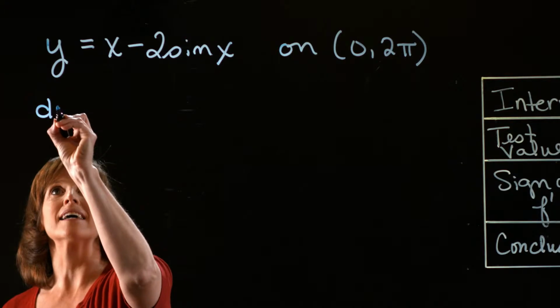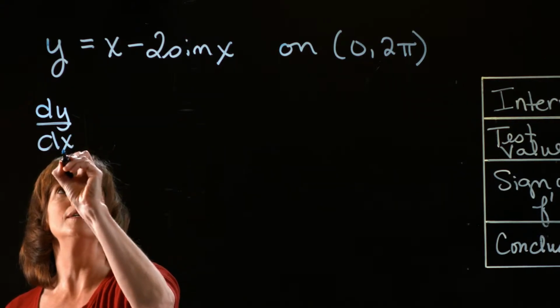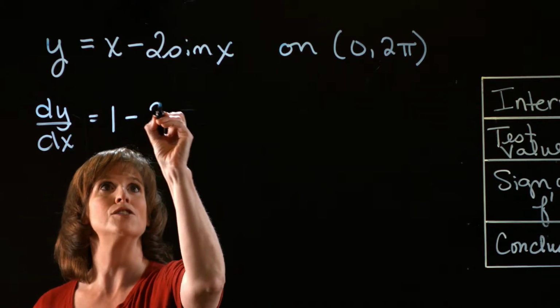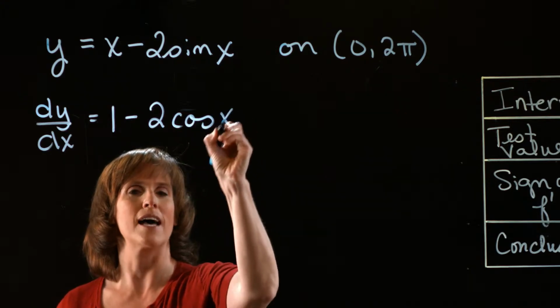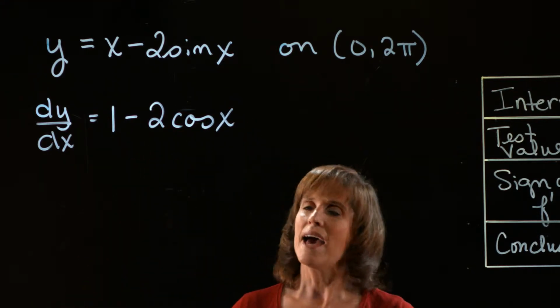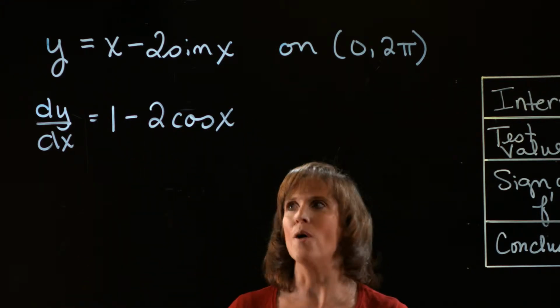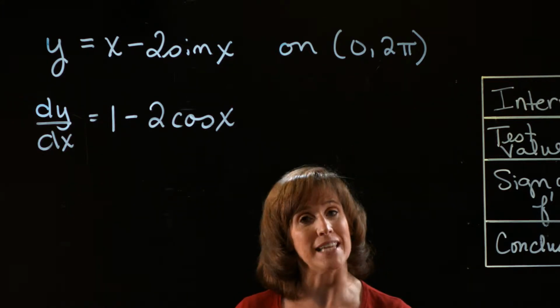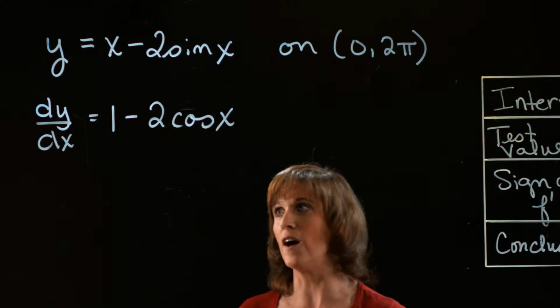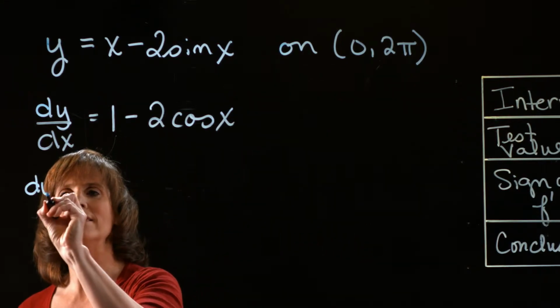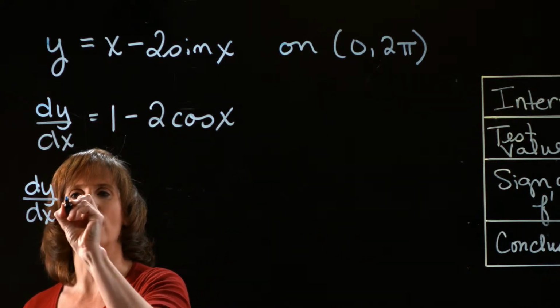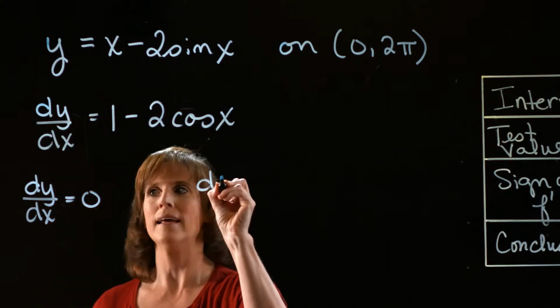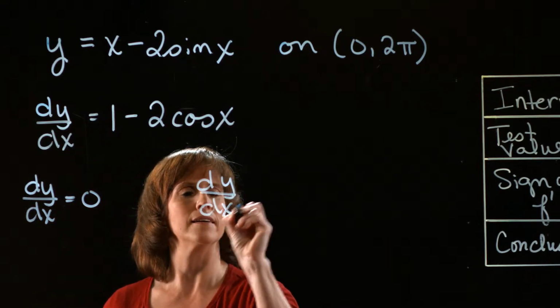So dy dx is going to equal 1 minus 2 times the cosine of x. And when we're looking for a change, we want to know where the critical numbers are. So the critical numbers occur when the derivative is equal to 0 and when it's undefined. So I want to know when is the derivative equal to 0 and when is it undefined.